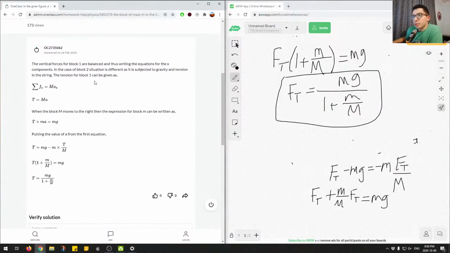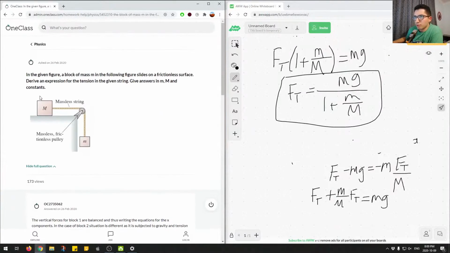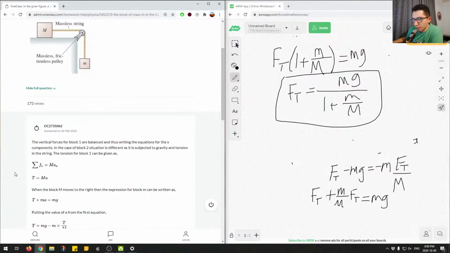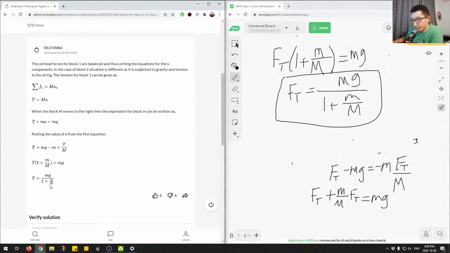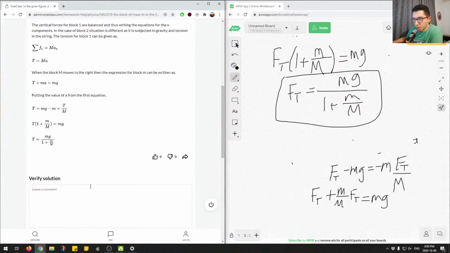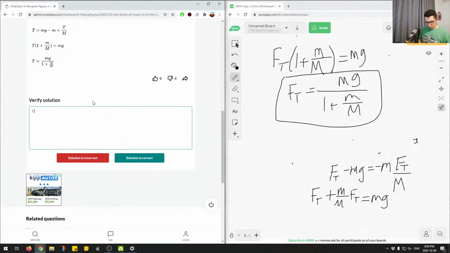So let's look at the attempted solution. The vertical forces for block 1 are balanced, and thus writing the equation for the x components. In the case of block 2, the situation is different as it is subjected to gravity and tension. So for the first mass, they derive the equation, and they represent T here as the force of tension. It's just the same variable. And when the block m moves to the right, then the expression for block m can be written as follows, and that's kind of what we derived. And then they end up with tension, so they do the same substitution and the same manipulation of the equation to get to the final answer. So this answer is correct. Great job. So we'll mark that as correct.